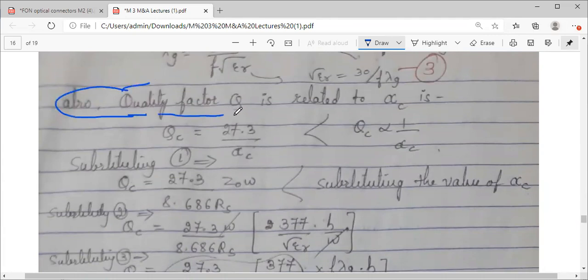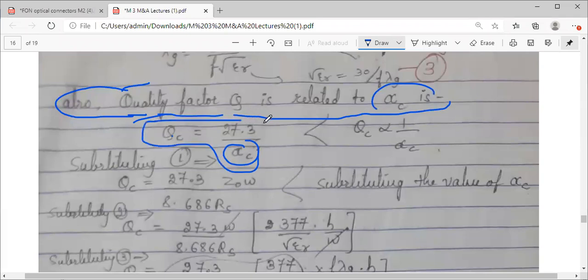We know that the quality factor Q is related to two different losses here, attenuations. One is alpha C and one is alpha D. So first I'm trying to get the expression for quality factor when you are considering the ohmic losses. Quality factor Q is related to alpha C in this manner. This is the equation, how alpha and quality factor are related. In case of conduction losses, ohmic losses, they are inversely related. However, you can see we have already derived the expression for alpha C.